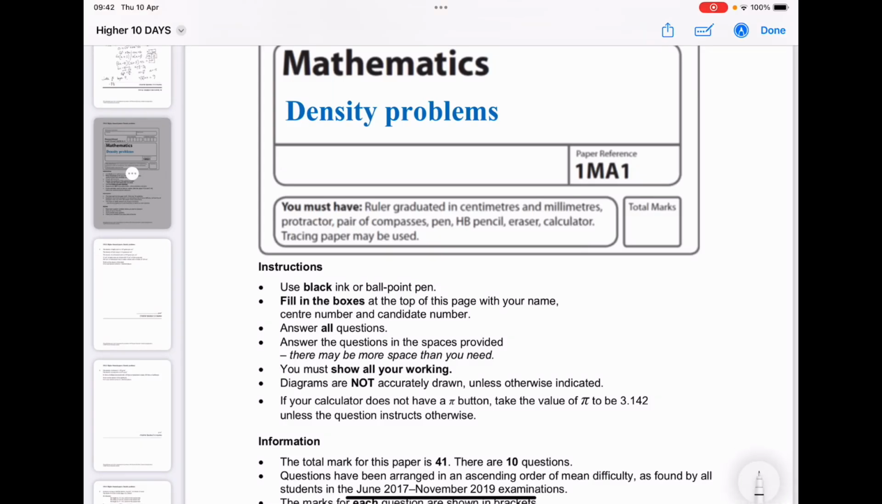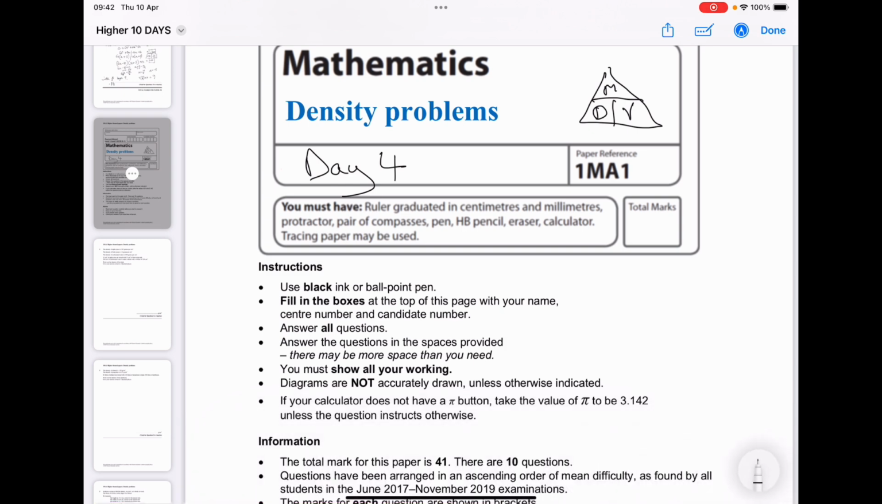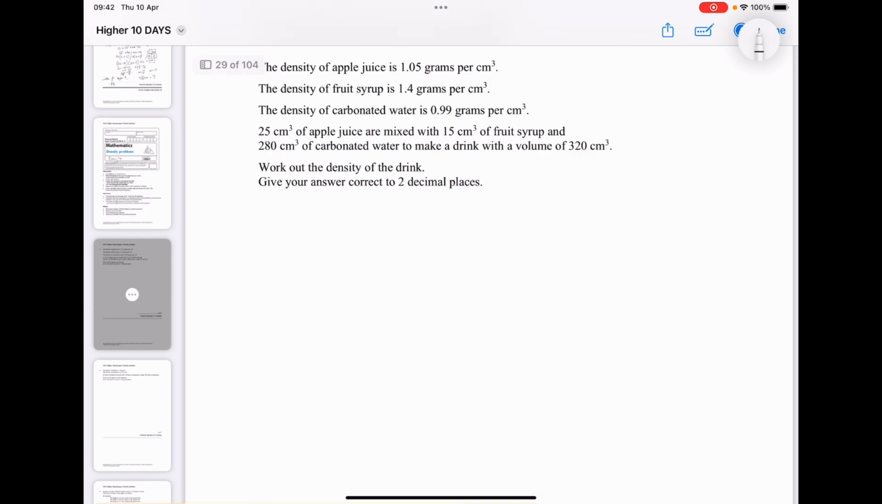Right, good morning. Day 4, density problems. So I'm going to definitely need a calculator for these. Just a little reminder, density is mass over volume. Okay, so remember that.